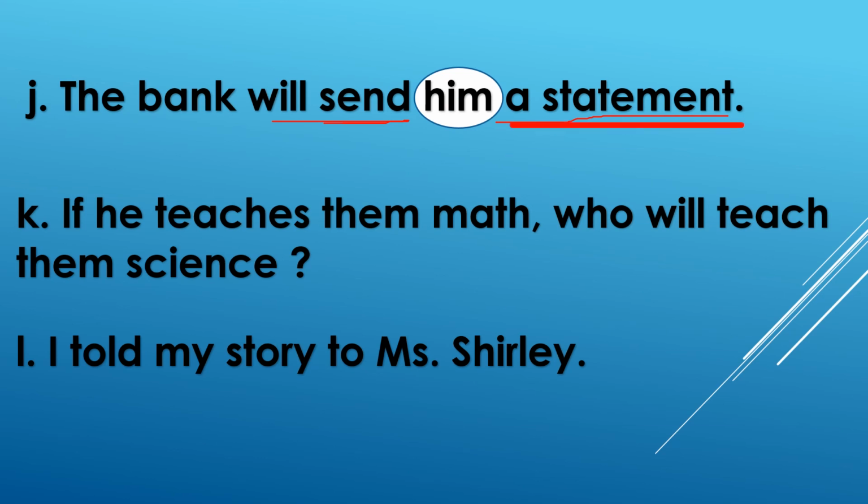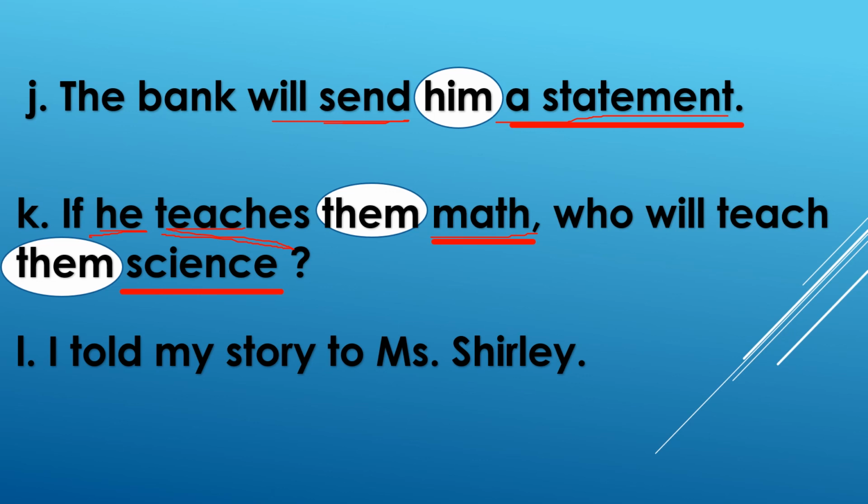Letter K. If he teaches them math, who will teach them science? So he is the subject and teaches is the action verb. And what does he teach them? Math. So underline math, the direct object, and he teaches math for them. So them here is the indirect object, so circle them and underline math. And the same idea in the other sentence, you are gonna circle them, the indirect object, and underline science, the direct one.